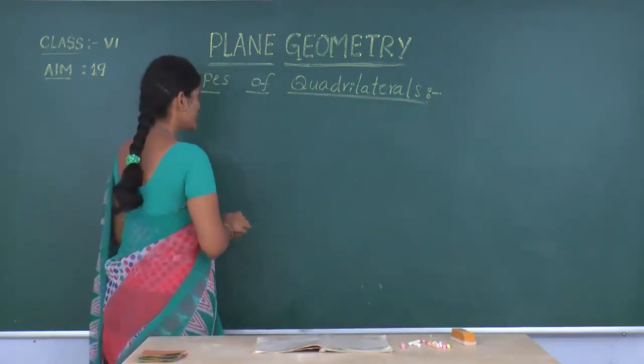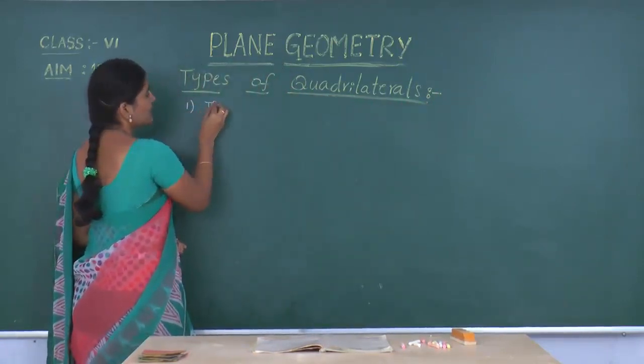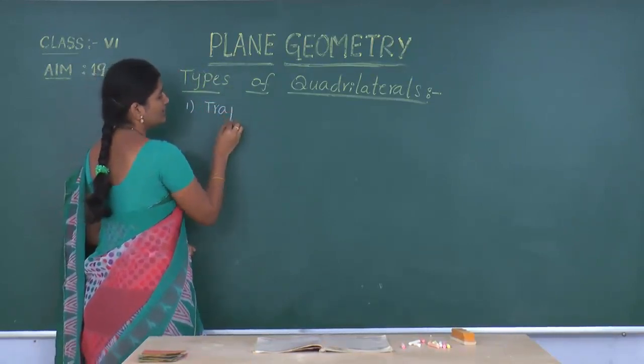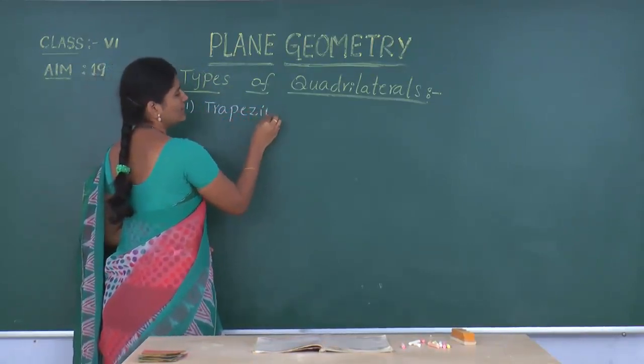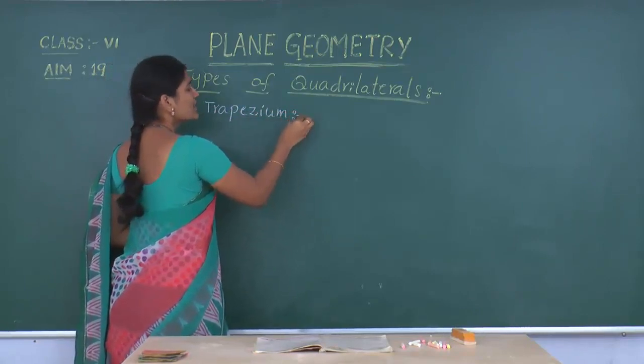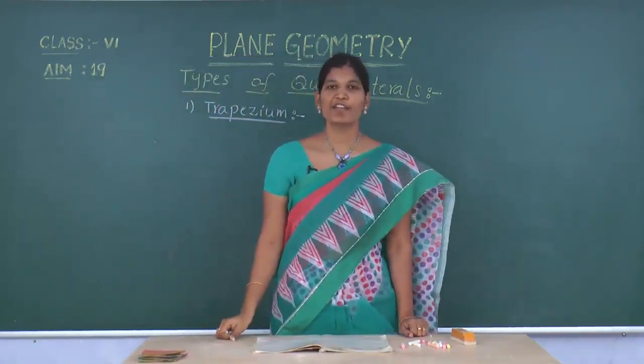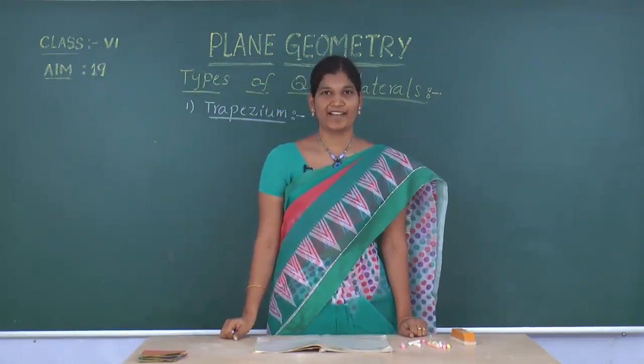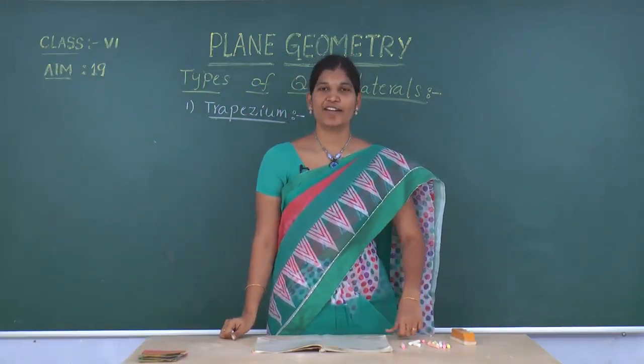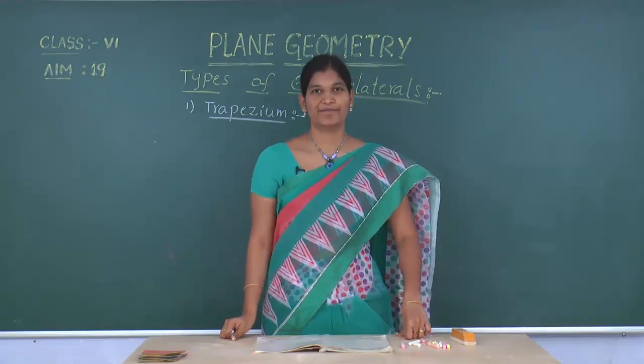Among them, the first one is trapezium. What is meant by trapezium? A quadrilateral in which one pair of opposite sides are parallel. Then we can say that the quadrilateral is a trapezium.